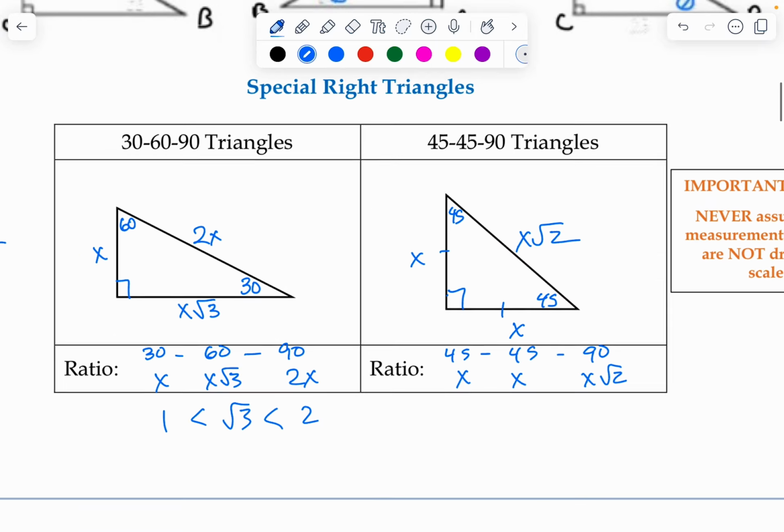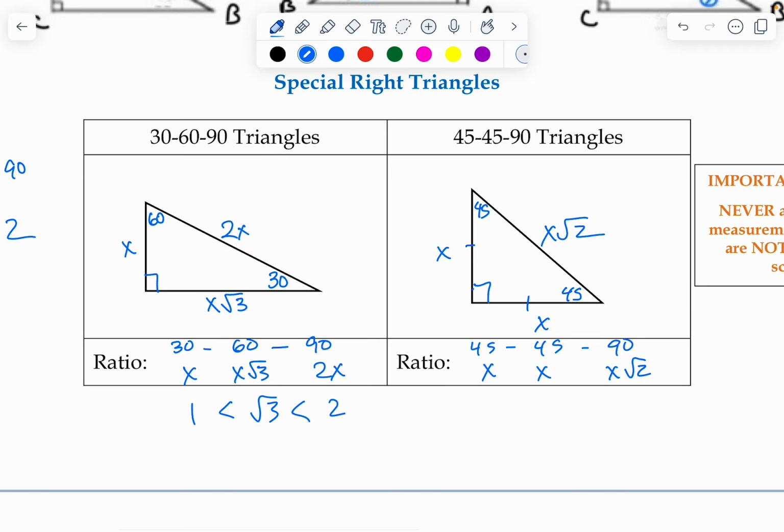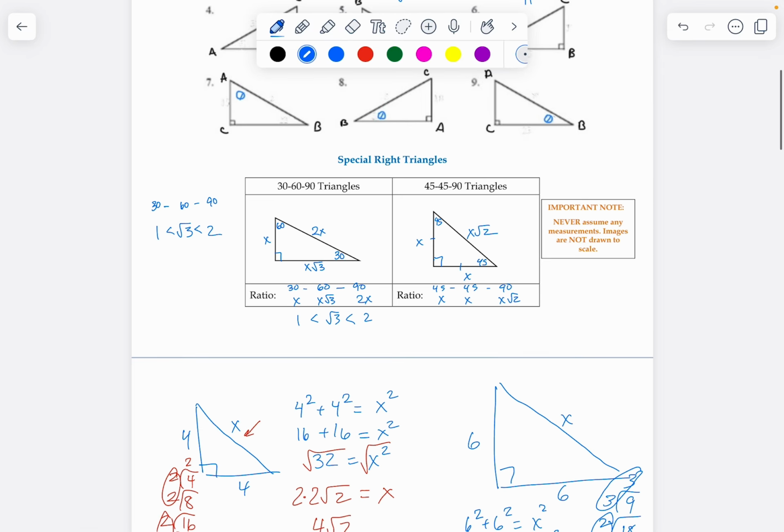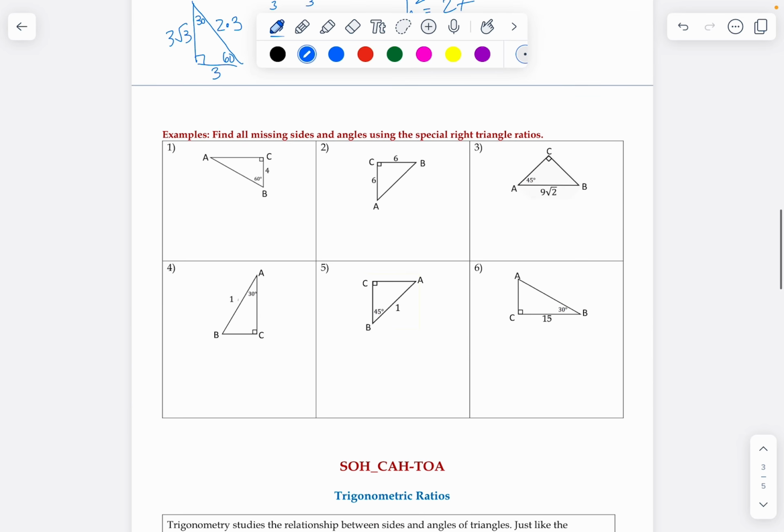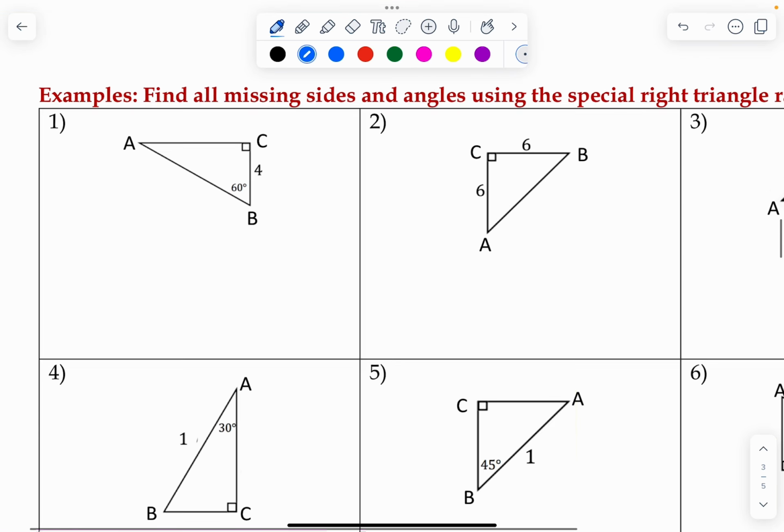This, ladies and gentlemen, was the most important thing you were supposed to learn in geometry. So I will have plenty of practice for you if you would like it, or even more than what I require. So make sure you practice.